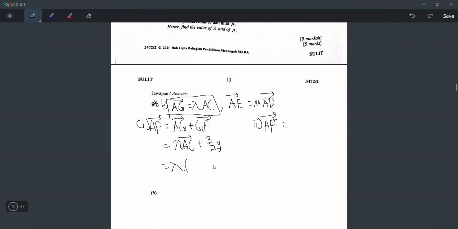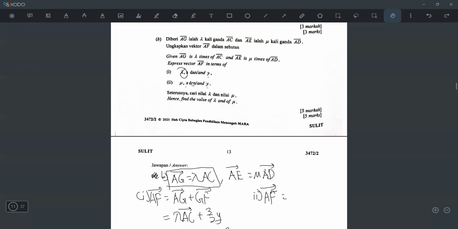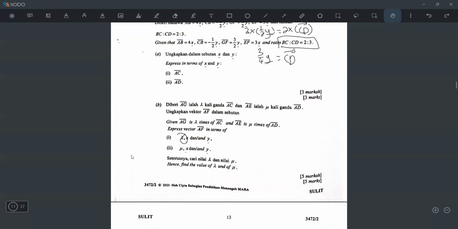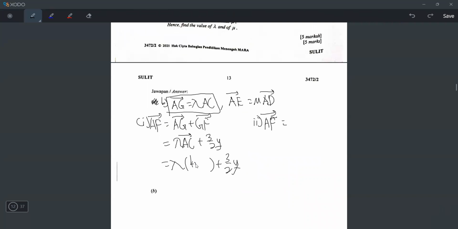And the lambda AC, the AC you can look at A. If A doesn't have it, then you look at the diagram. Okay, so you can see A, actually you found AC already: 4x plus 1/2y. So you put 4x plus 1/2y. So the answer will be 4 lambda x plus 1/2 lambda y plus 3/2y.